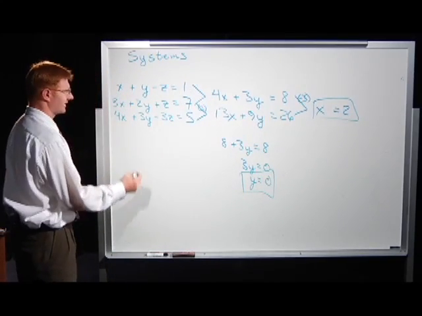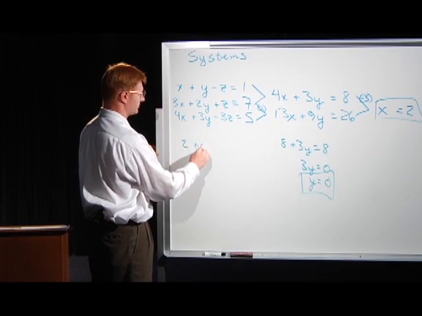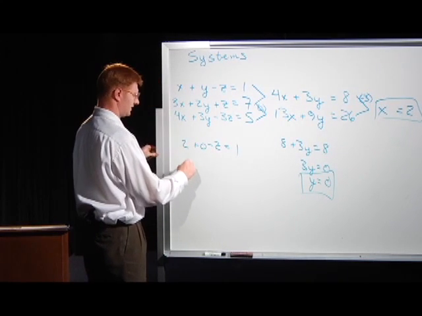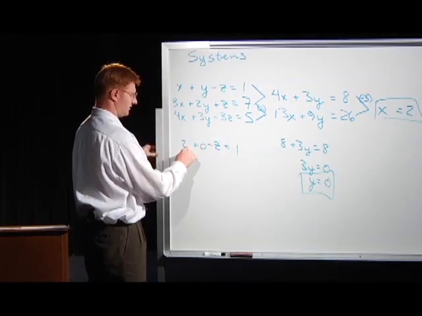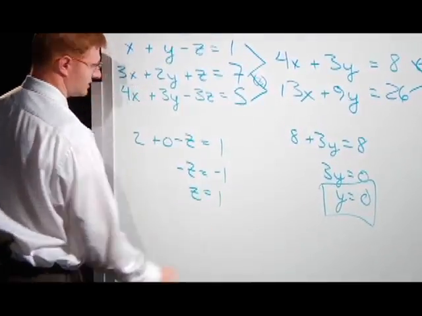Take one more step back and plug them in anywhere you want. X is 2 plus 0 minus z equals 1. Subtract that over and you get -z equals -1. Z equals 1.